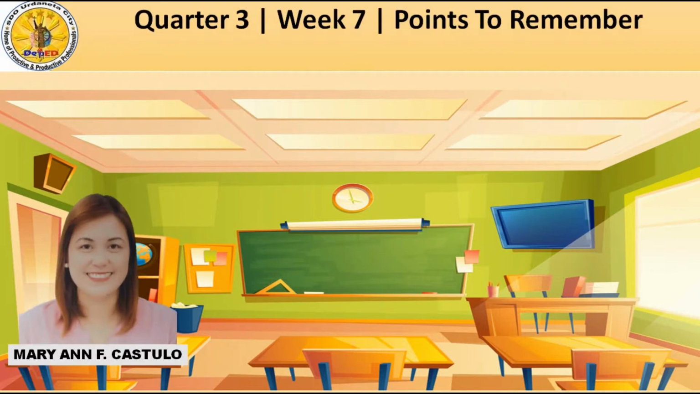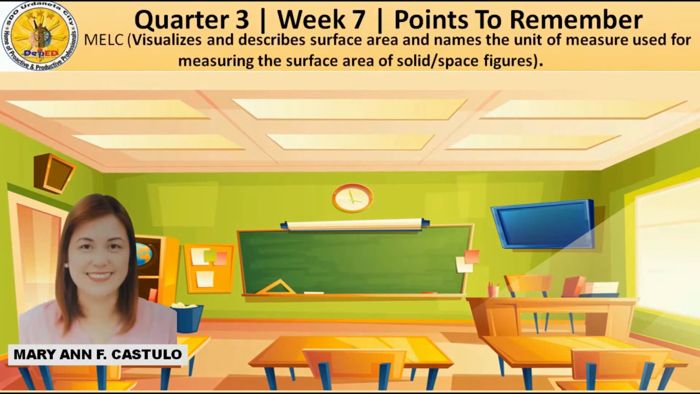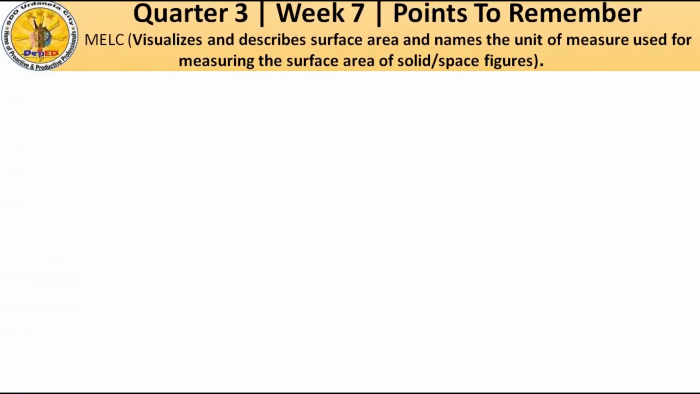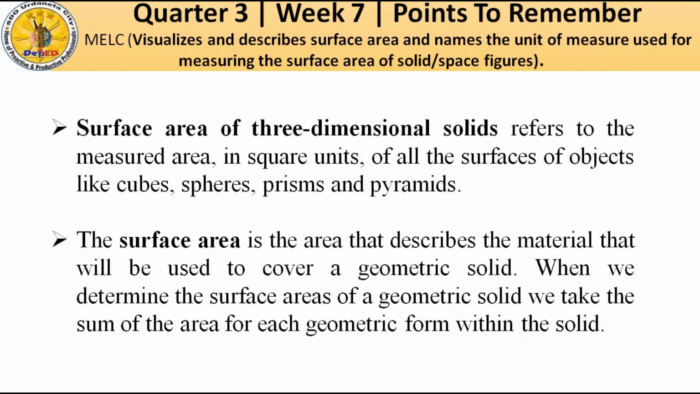In today's video, I'll be discussing quarter 3, week 7 in our activity sheets: visualizing and describing surface area and naming the unit of measure used for measuring the surface. This topic talks about the surface area of a three-dimensional solid, which refers to the measured area in square units of all surfaces of objects like cubes, spheres, prisms, and pyramids.